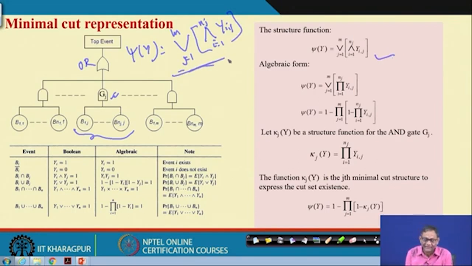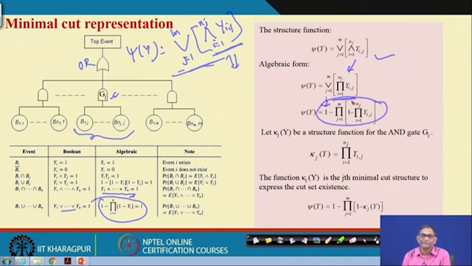When you write it in algebraic form, the intersection part is basically a multiplication. So, the intersection part is converted to this multiplication. When you write the union, you will be writing it in this form, which you have seen earlier in the last class.